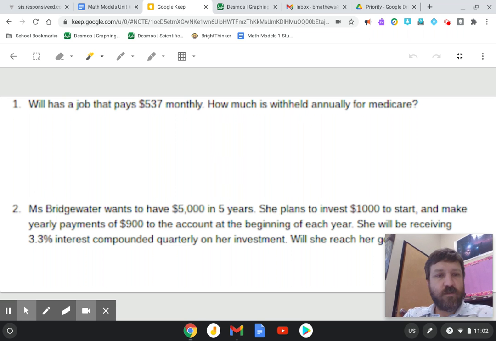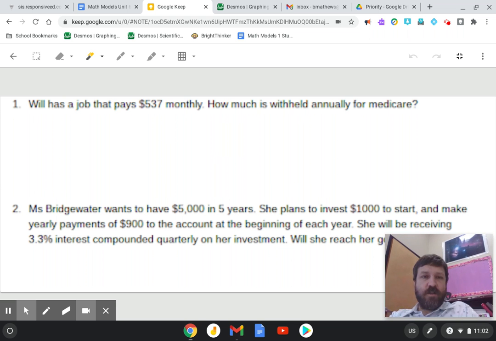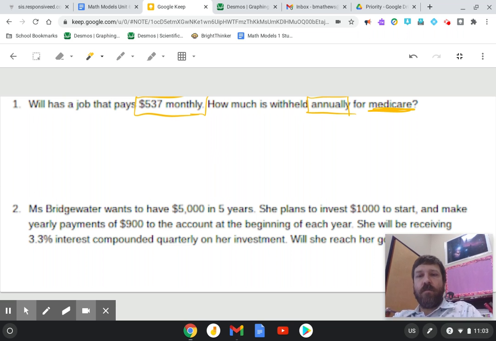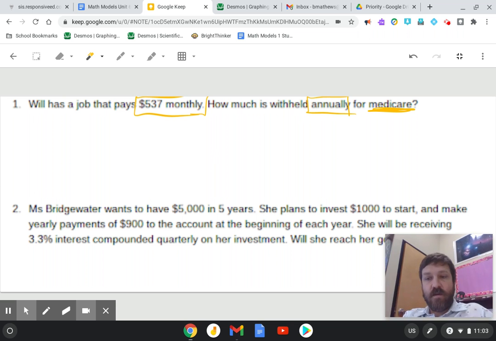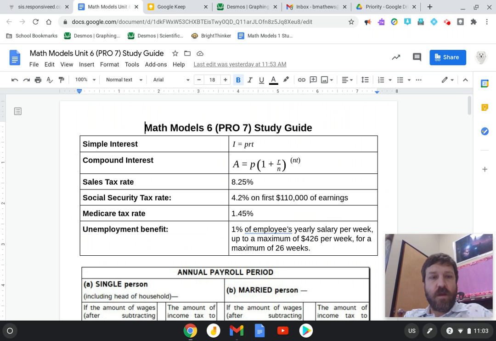First one says, Will has a job that pays $537 monthly. How much is withheld annually for Medicare? So we have two key pieces of information. First, he gets paid monthly, and then we want to know annually. So we're going to need to do some kind of conversion there at some point. And then, of course, we're looking at the Medicare. So we can go ahead and just take the Medicare portion of his pay by doing 537 times, and then we're going to look at Medicare, which is 1.45%.